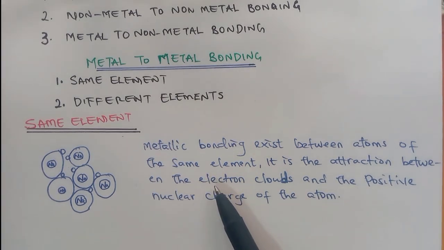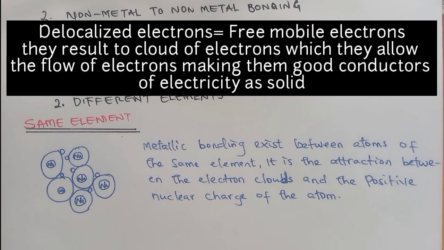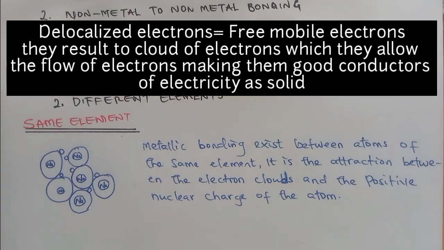Mind you, this electron cloud can also be called the delocalized electrons, or some people even call it the free mobile electrons, and any of them you see is correct. The result of this metallic bonding makes that element have a high melting and boiling point. Mostly they are solids, and they are sonorous in nature. What I mean by sonorous is that they can give good sounds when struck.